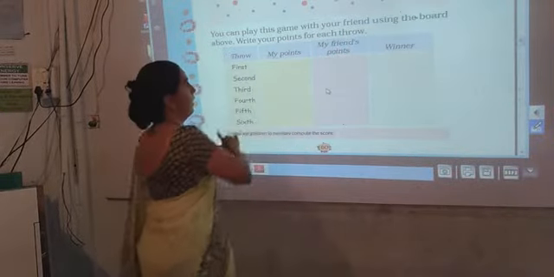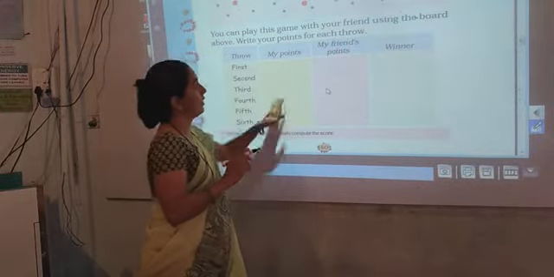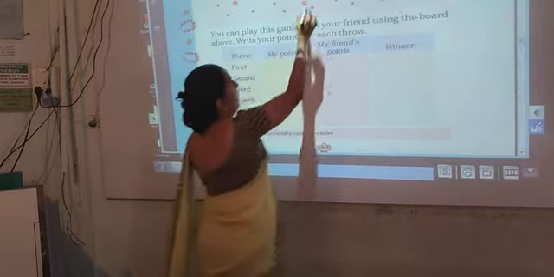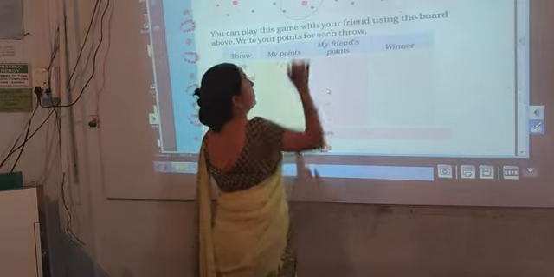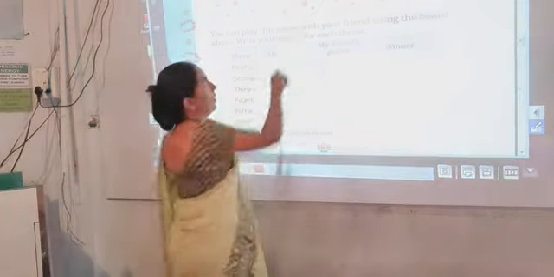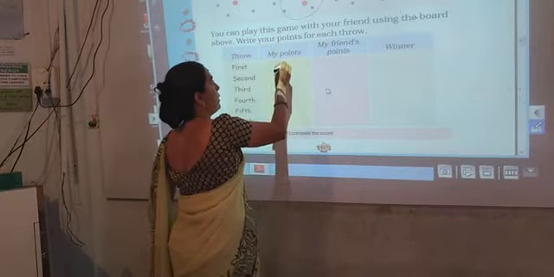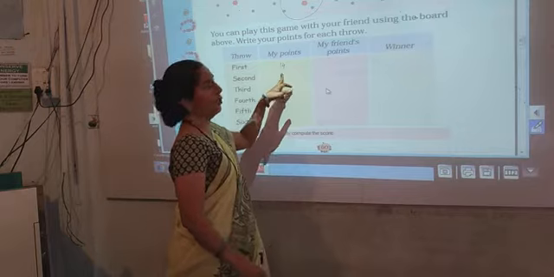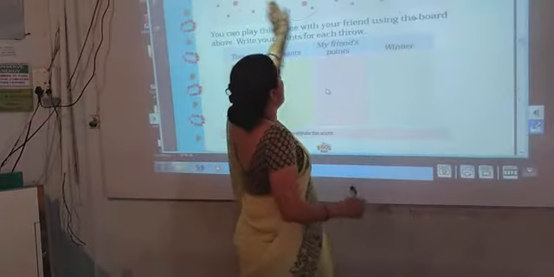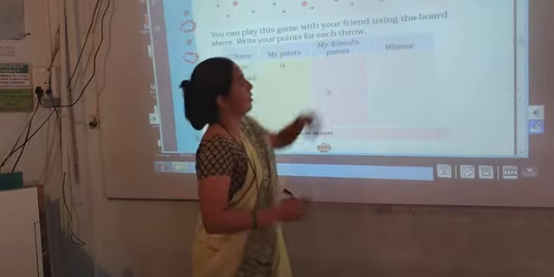For example, if I am playing this and if I threw the bangle and my bangle has become like this, so how many points did I get? 10, 11, 12, 13, 14. So how many points are mine in the first round? 14. Now my brother's turn.